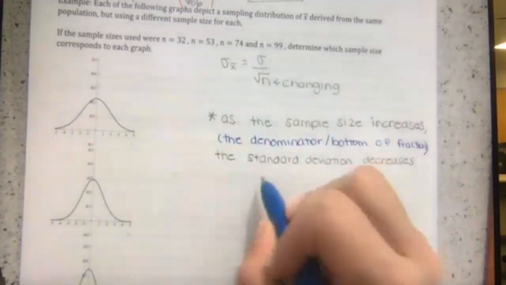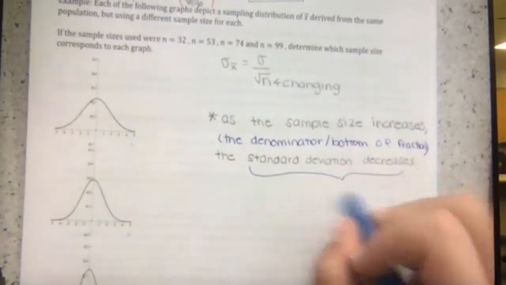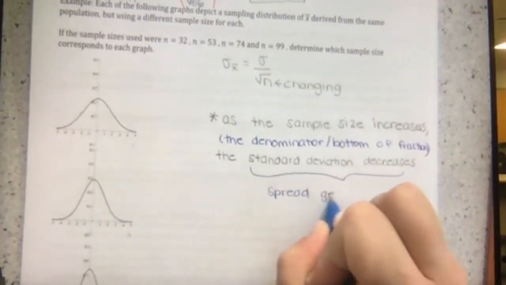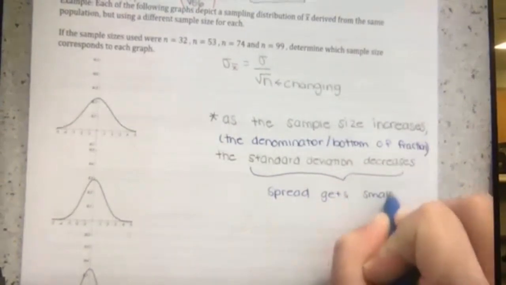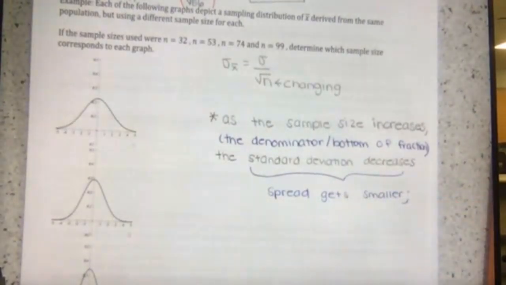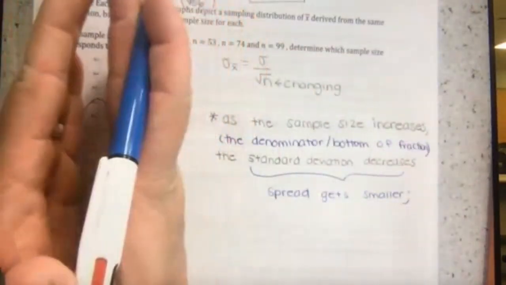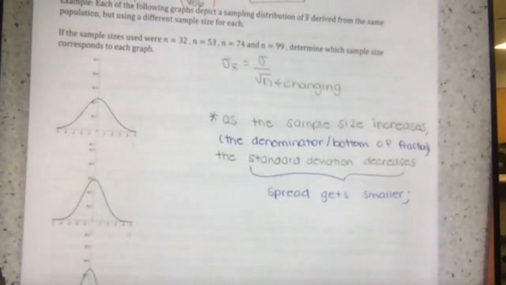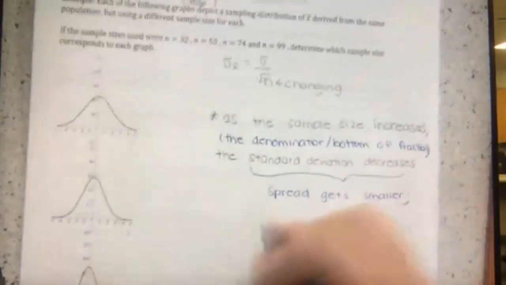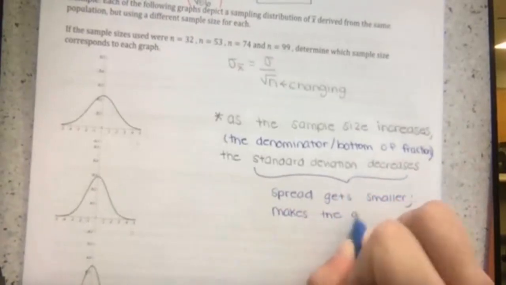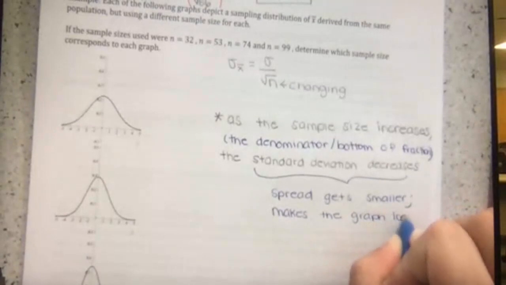So, moral of the story, if the standard deviation gets smaller, the standard deviation is our spread. So our spread gets smaller. And think about it, if our spread gets smaller, if we take our graph and we kind of squish it together, what about the height of our graph? It's going to increase, it's going to get taller. So it's going to look tall and skinny versus wider and fatter. So it makes the graph look taller.